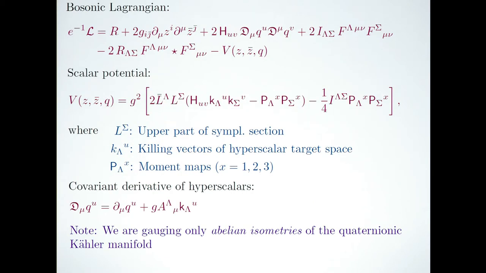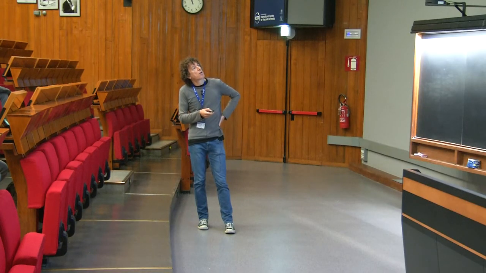So, for completeness, I give you the bosonic Lagrangian. You have here again the kinetic term for the scalars in the vector multiplets, the kinetic term for the scalars in the hypermultiplets, and the gauge field terms you saw already before. And then the scalar potential depends now also on the hyperscalars and is given by this expression here, where the L^Σ are the upper part of the symplectic section, the k_Λ^u are the Killing vectors of the hyperscalar target space that we use to gauge, and the P_Λ^x are called the moment maps, where x goes from 1 to 3.